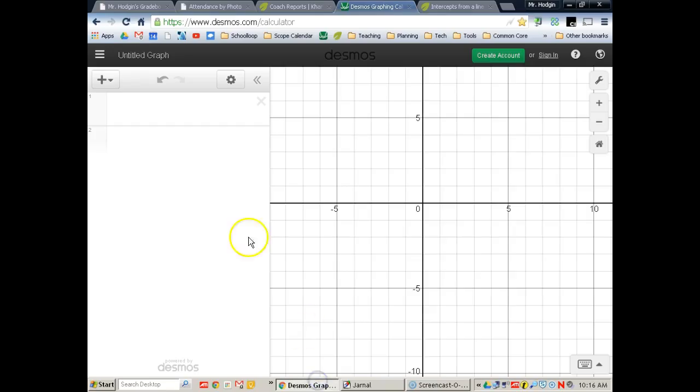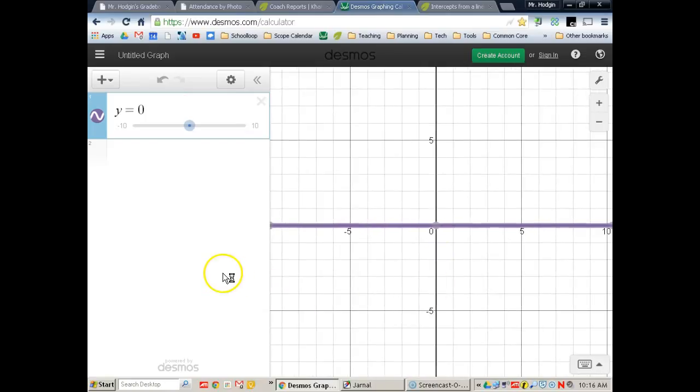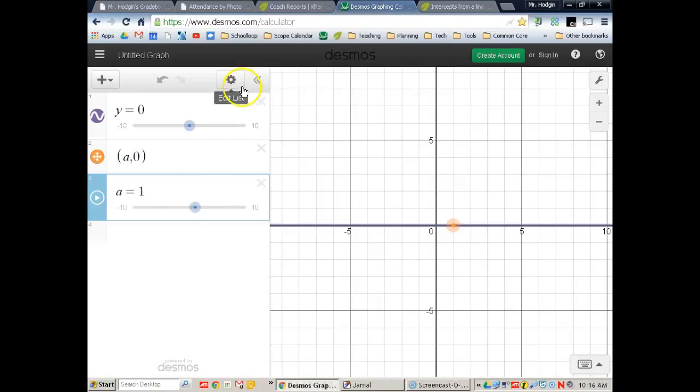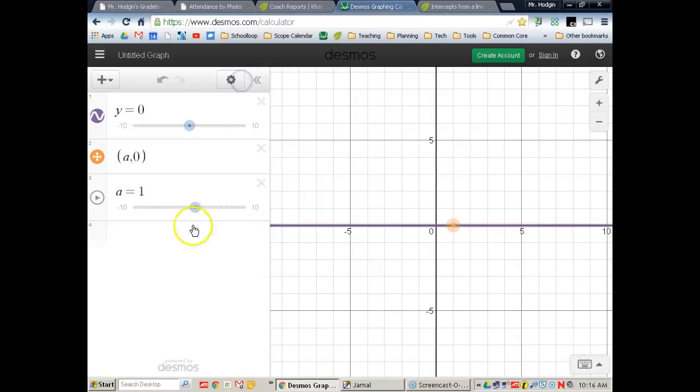Okay, so first, let's just look at exactly what we're talking about when we talk about intercepts. I'm going to do this on Desmos. So if I look at, let's say, the x-axis. The x-axis actually has an equation. It's y equals 0. And I look at any point on that line. Let's see, I call it A, 0. Step of 1. There you go. So any point on the x-axis, if you look at this, has what in common?